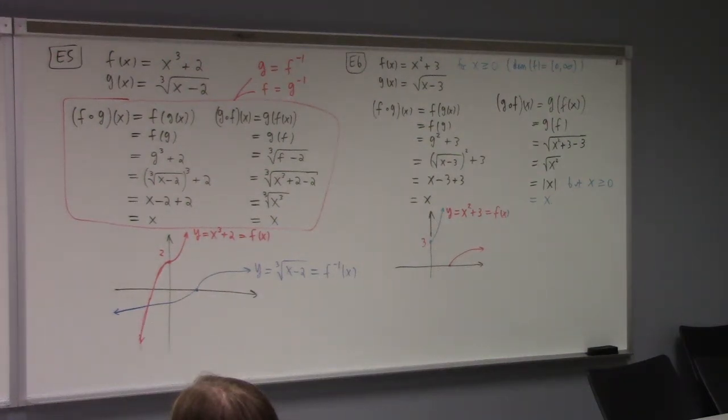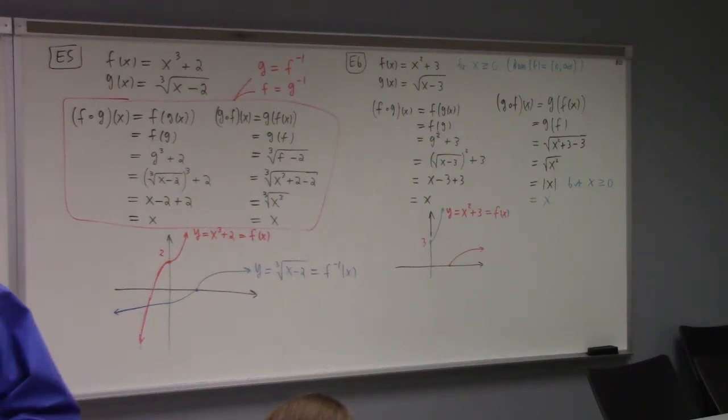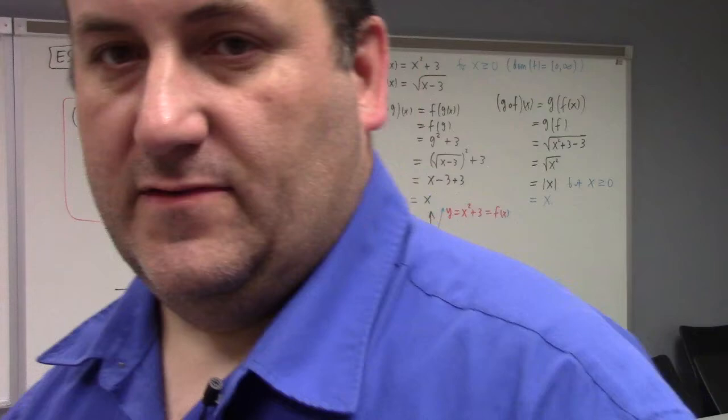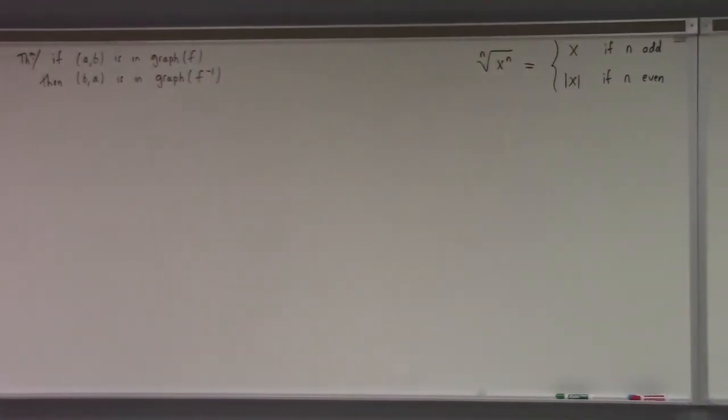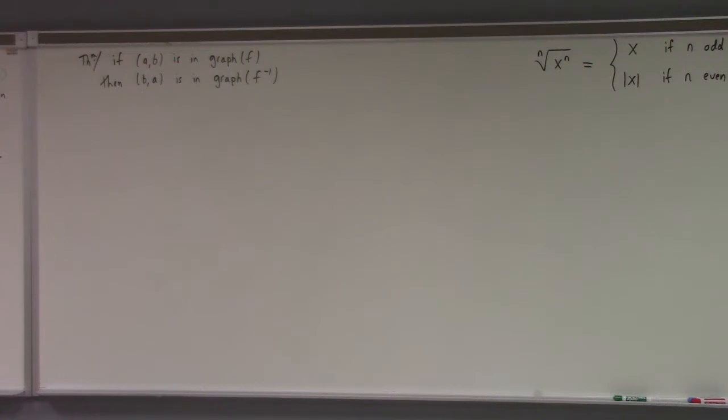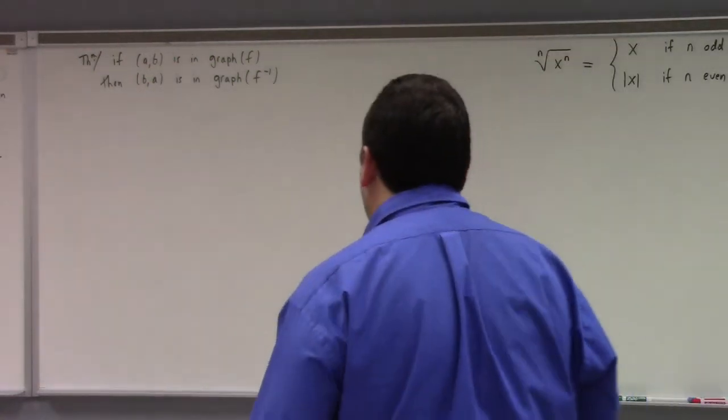So there's a couple of theorems I have to share with you. I'm going to stick with the graphical one to start with here. Theorem, which is just this: if (A, B) is in the graph of f, then (B, A) is in the graph of f inverse. So what this means is, if we have a graph of a function, we can make the graph of the inverse function using this principle.